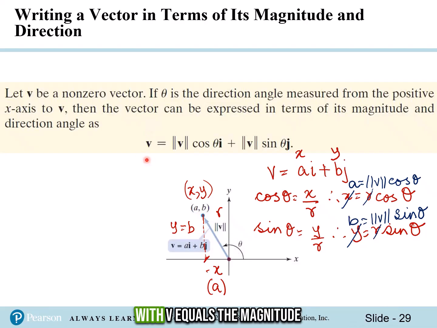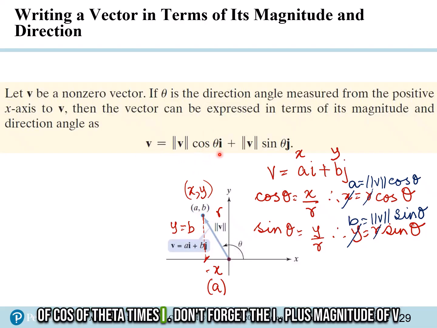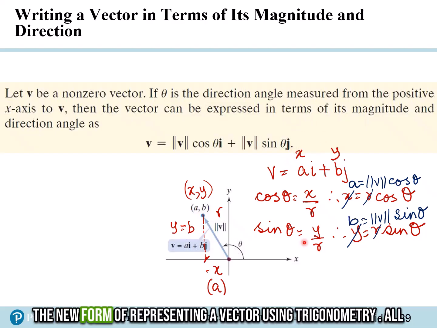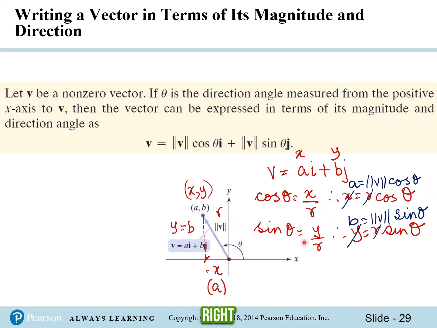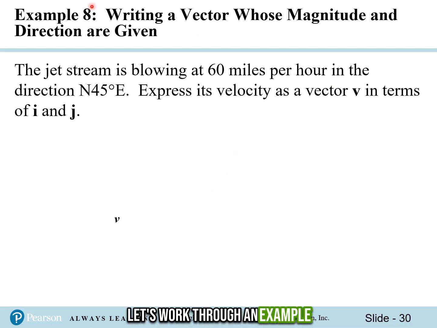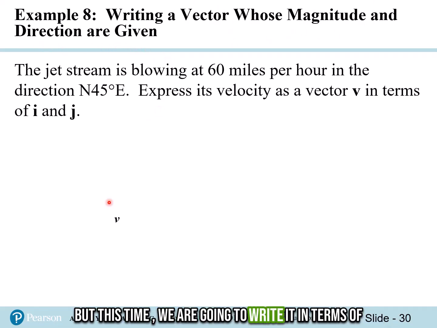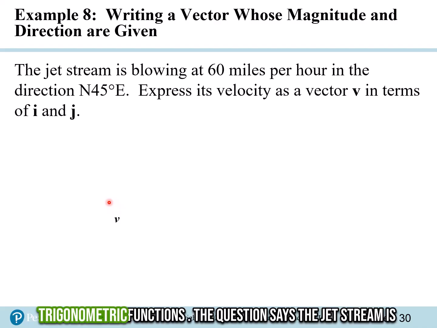So we end up with v equals the magnitude of v times cos of theta times i, don't forget the i, plus magnitude of v multiplied by sine of theta times j. So that's the new form of representing a vector using trigonometry. All right? Let's work through an example of writing a vector whose magnitude and direction are given. But this time we are going to write it in terms of trigonometric functions.